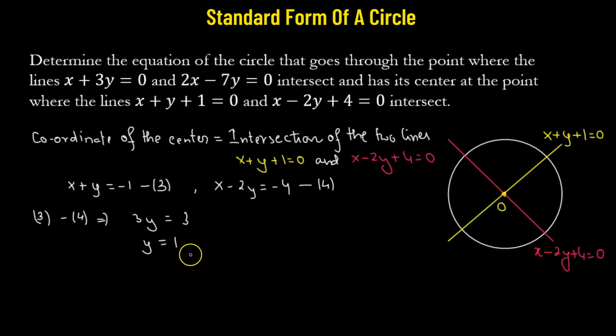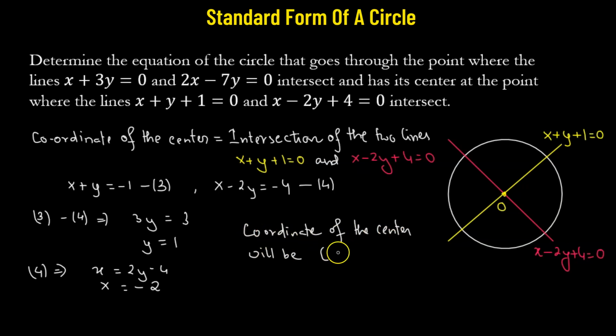Now that we have the value of y, we can use either equation 3 or equation 4 to find the value of x. Let's use equation number 4. So we have x equals 2y minus 4. If we substitute the value of y with 1, we get x equals negative 2. So we have found the value of x equals negative 2, which means the coordinate of the center is negative 2 comma 1.